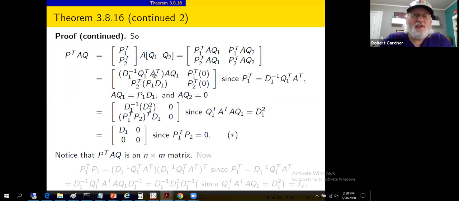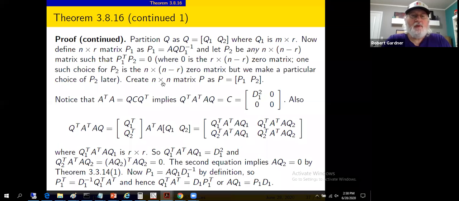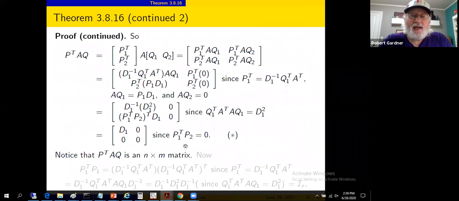Make that substitution for this part here. Then we're left with a D1 inverse, a D1 squared. From that substitution, we played around with the transposes there. Hey, D1 inverse times D1 squared is just D1. We got zeros over here. And didn't we show P1 transpose P2 equals 0? We did. That was the requirement on P2. So let's go find that one. P1 transpose P2. There it is there. P2 was any matrix of the appropriate dimension such that P1 transpose P2 equals 0. We needed that condition. We could have used a 0 matrix, but P2 can be any matrix that satisfies that condition. We didn't use that condition until we got to here.